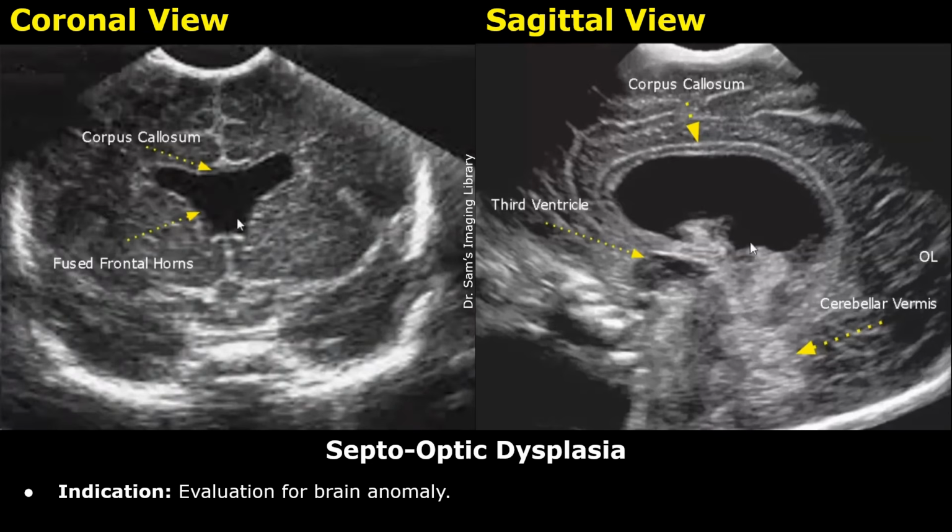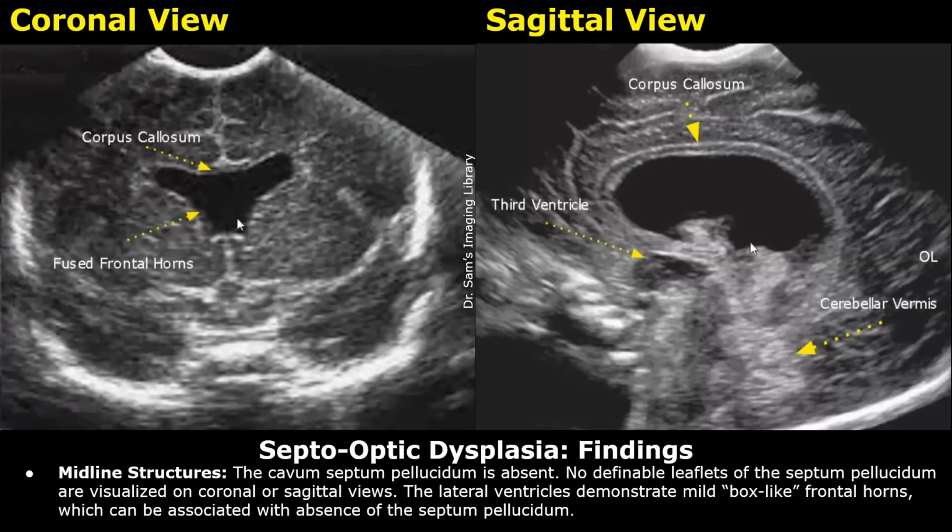This is a report of Septo-Optic Dysplasia, the mildest form of holoprosencephaly. Indication is evaluation for brain anomaly. These are the findings. Midline structures. The cavum septum pellucidum is absent. No definable leaflets of the septum pellucidum are visualized on coronal or sagittal views. The lateral ventricles demonstrate mild, box-like frontal horns, which can be associated with absence of the septum pellucidum.